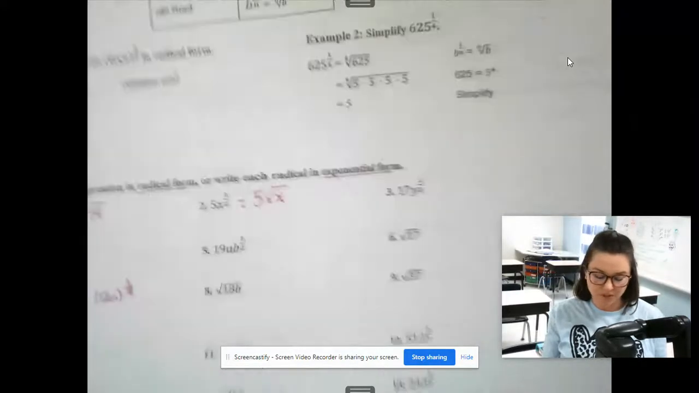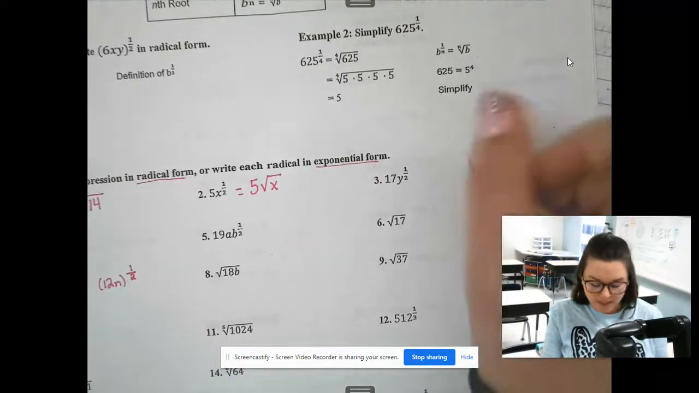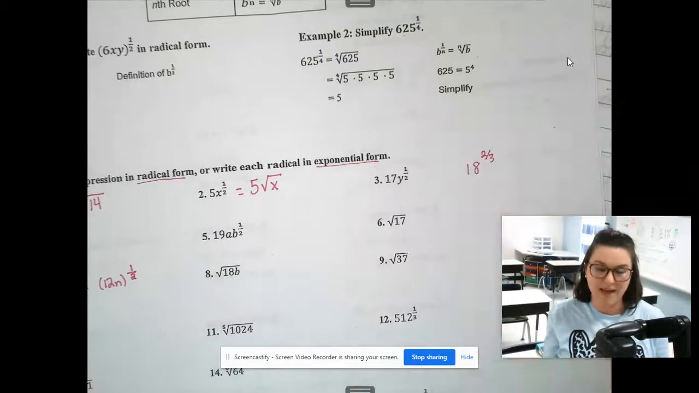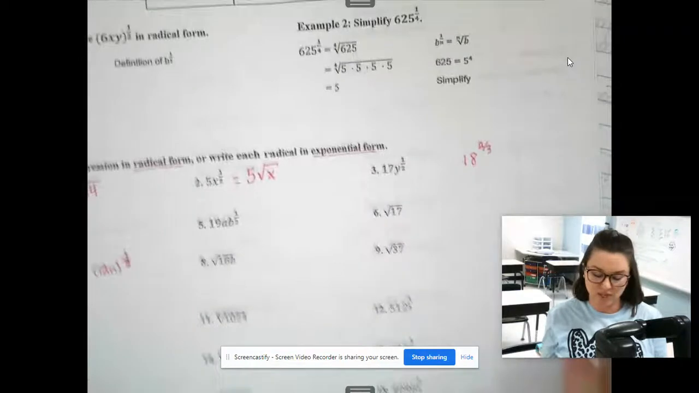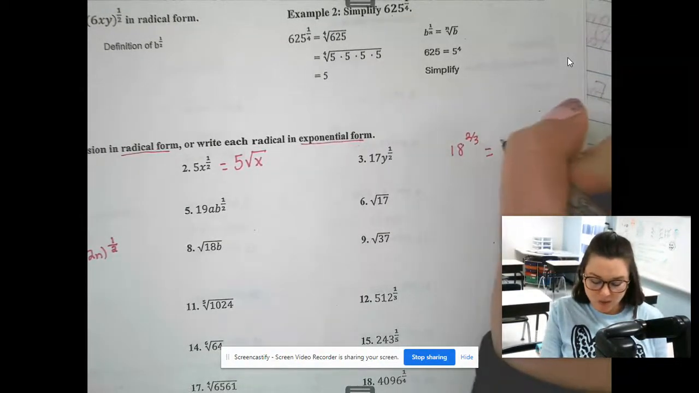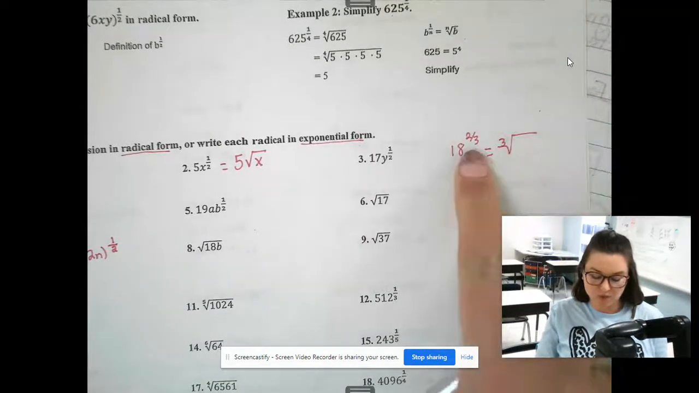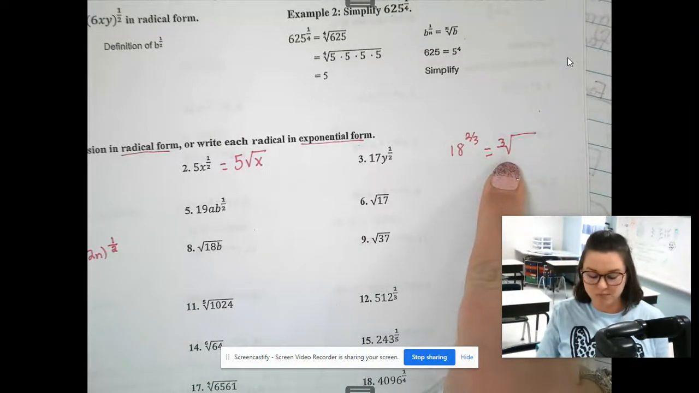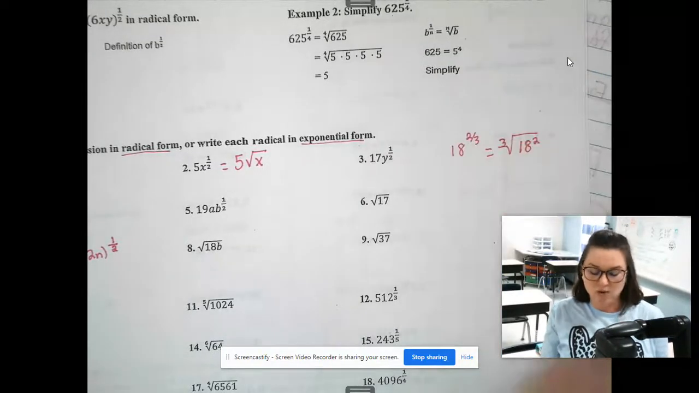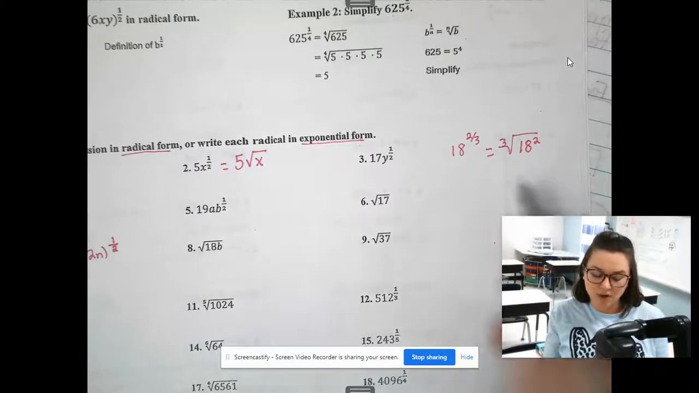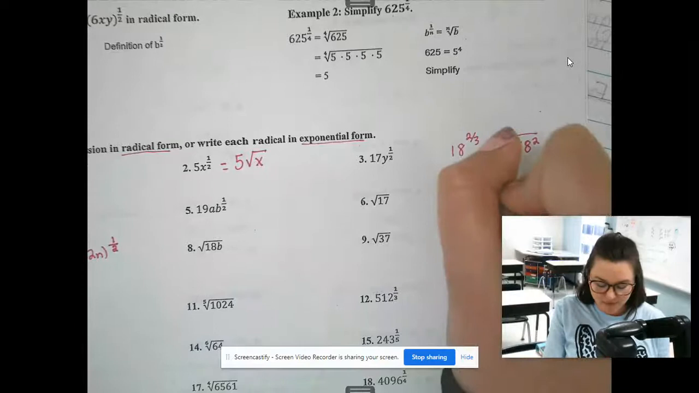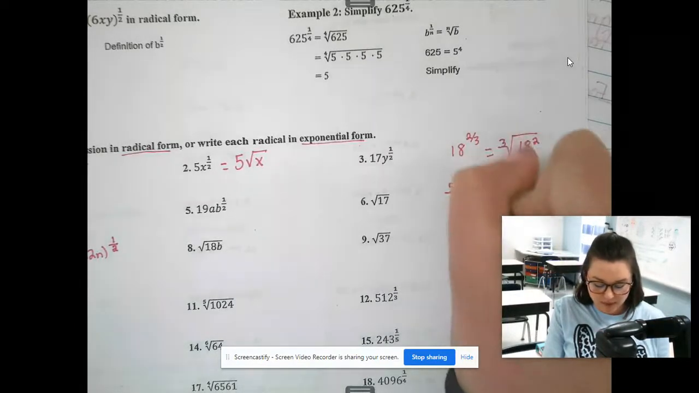Now I want to do another example for you over here. What if I had 18 to the 2/3 power, and I ask you to rewrite that using a root, or in radical form? The denominator is what goes with the root. So since the denominator is a 3, this is the cube root. And then the numerator is what goes in the exponent. Now, we could see if that would break down more, but if all I ask you to do was rewrite it, you'd be finished.